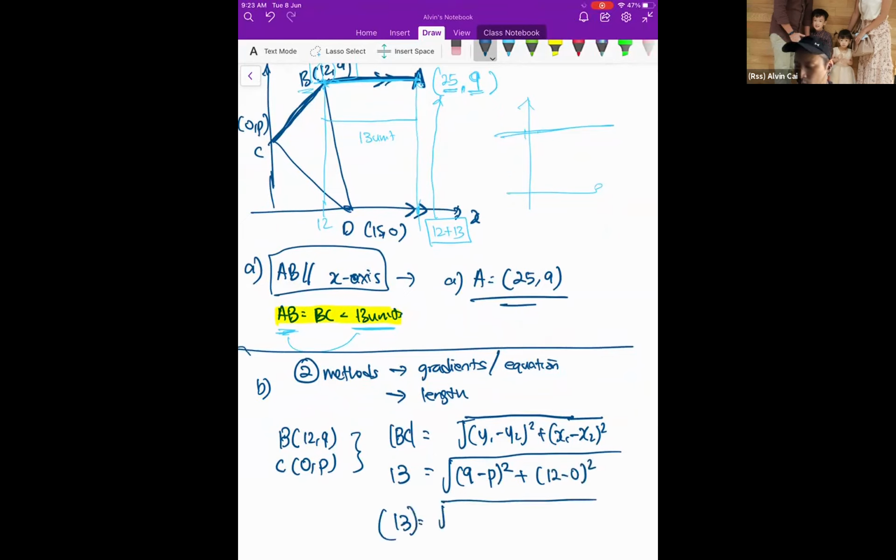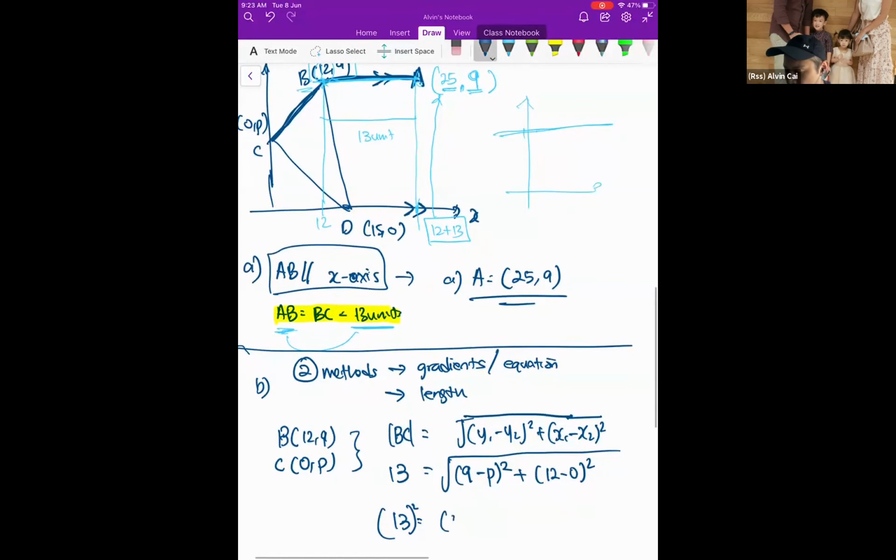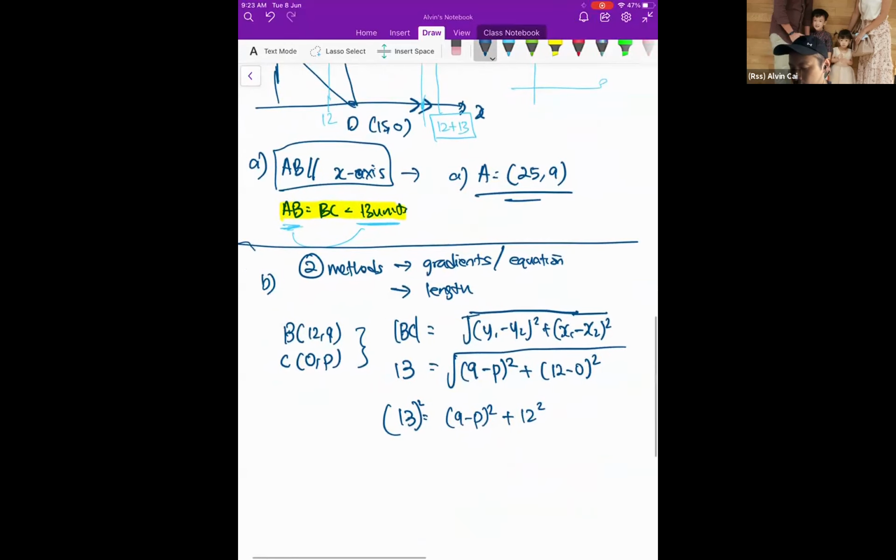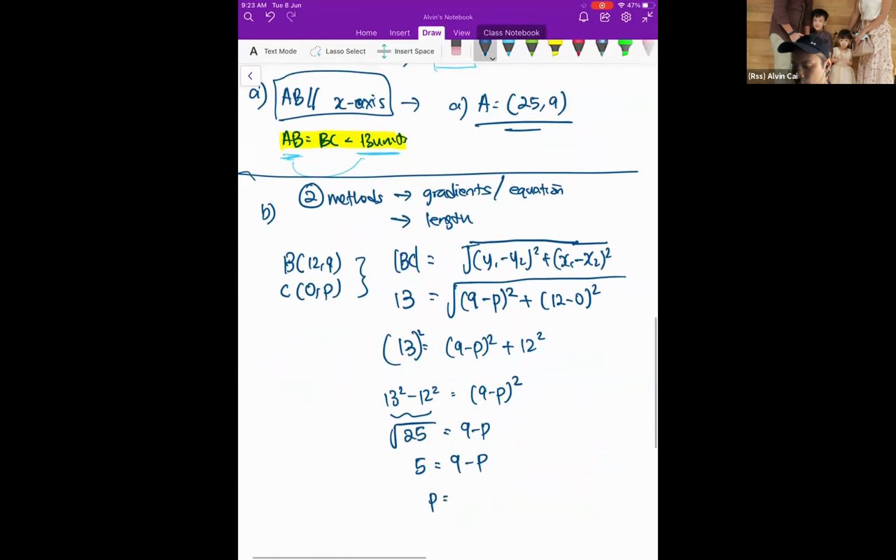Okay, so I can square on this side. I remove the square root. So I'm left with 9 minus p squared plus 12 squared. So 13 squared minus 12 squared equals 9 minus p squared. So this one is actually equal to 25. 25 equals 9 minus p squared. So I square root this. So it will be 5 equals 9 minus p, and p will be equal to 4 units. So all these are solving algebra.